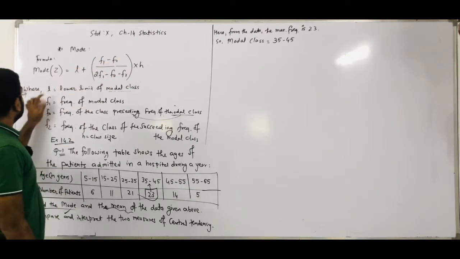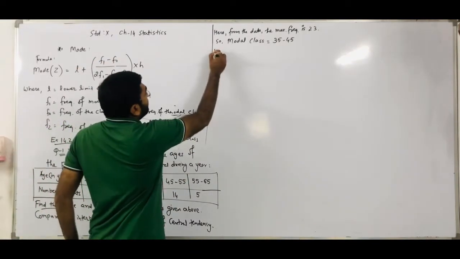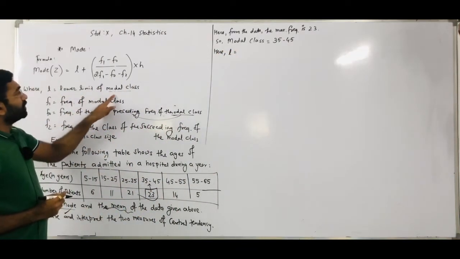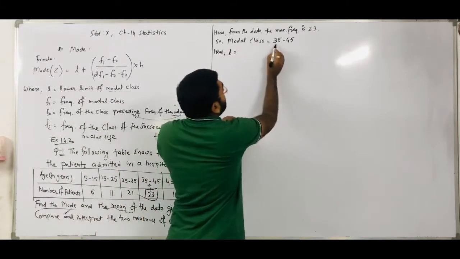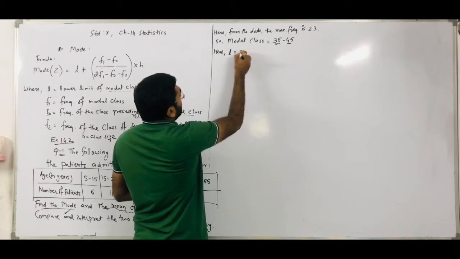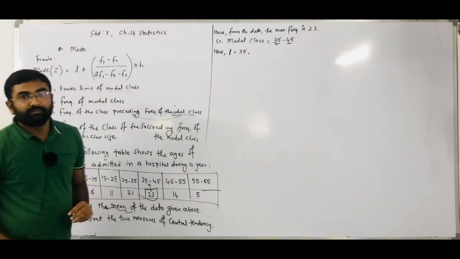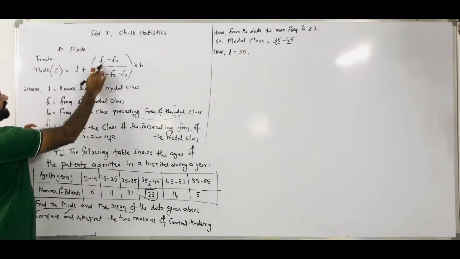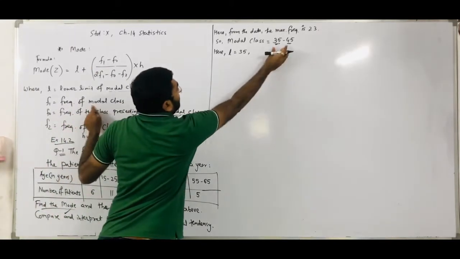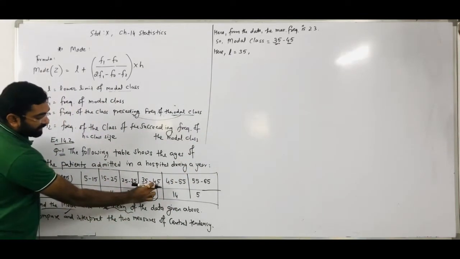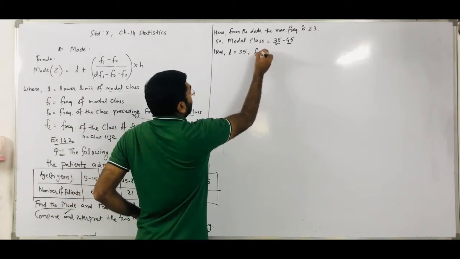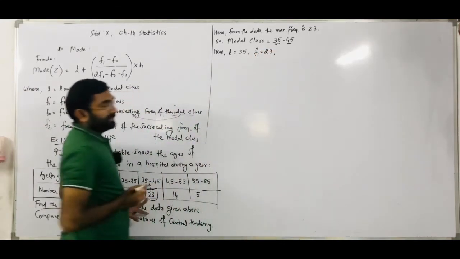After deciding the model class, we write the values required in the equation. First is L, the lower limit of the model class. This is the lower limit and this is the upper limit, so L is equal to 35. Next is F1, the frequency of the model class. The model class is 35 to 45 and its frequency is 23, so F1 is 23.